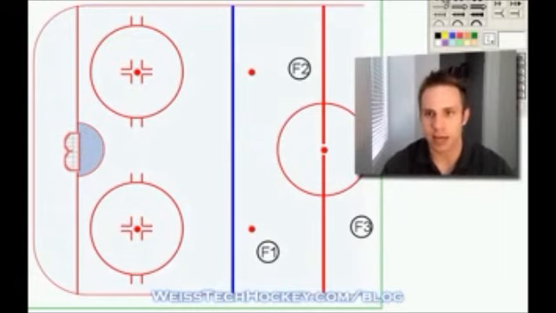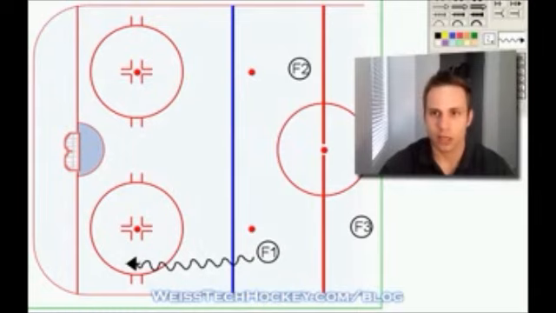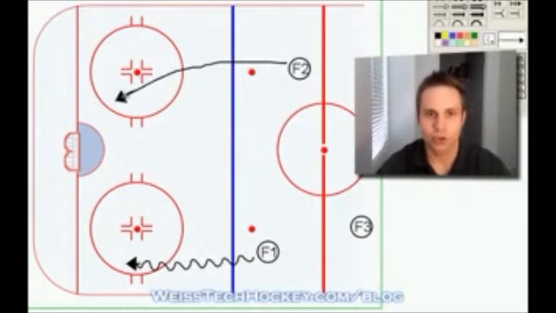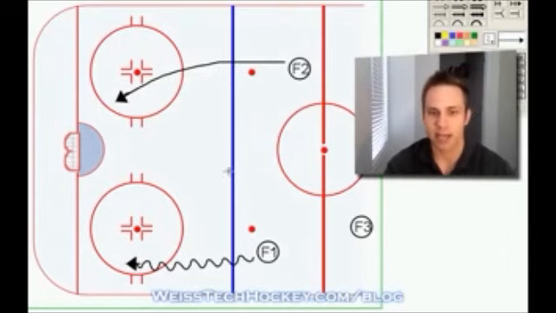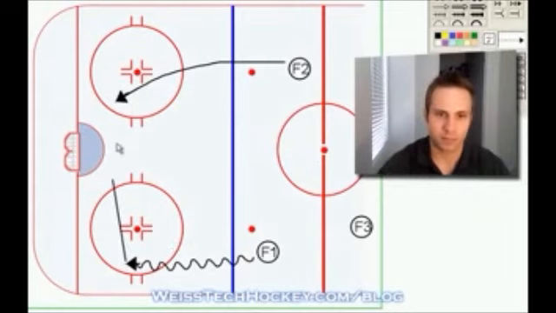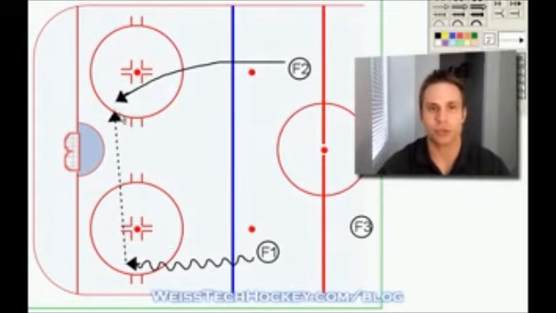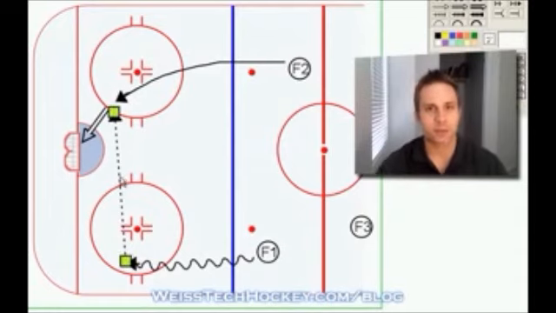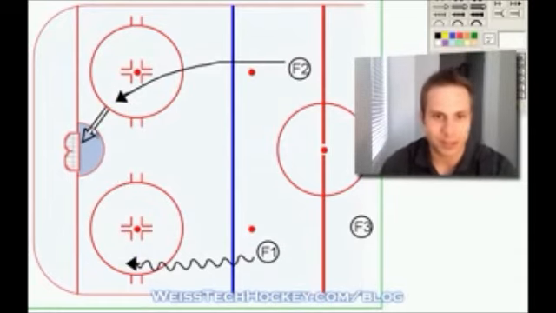Let's say that our F1 drives wide, our F2 drives wide, and the F2 beat his defenseman. F1's defenseman stayed with him, but now we've got a possible pass across. So basically F2's speed turned a 2-on-2 into a 2-on-1. Pass across, one-time shot. Pretty straightforward as well. Okay, so we're going from basic to more and more complex here.